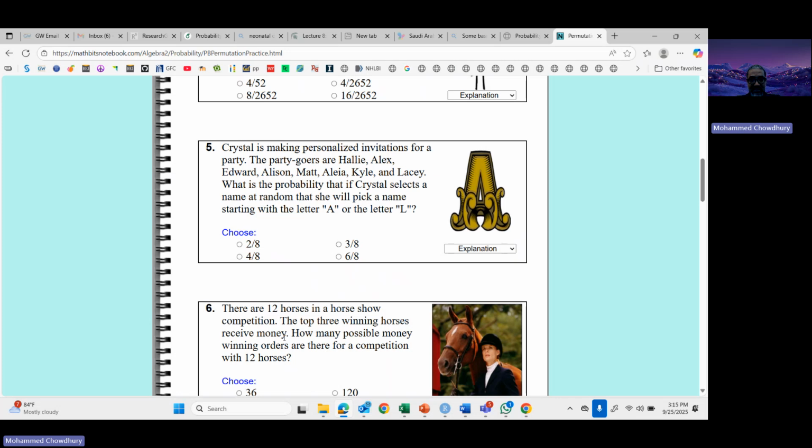Let me see. Partygoers are Haley, Alex, Edward, Ellison, Matt, Alicia, Kyla, and Lacey. So 8. What is the probability that if Crystal selects a name at random, she will pick a name starting with the letter A or the letter L? So, or. So that means, no, they said here or, right?